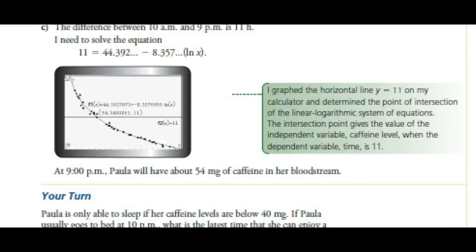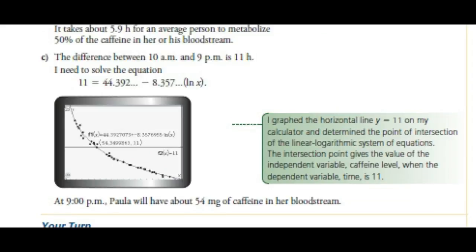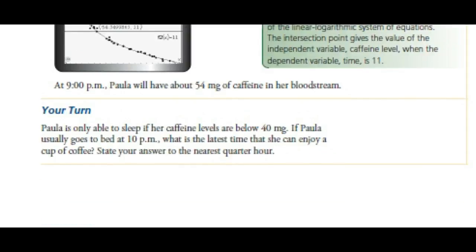So how much caffeine would be left? Between 10 a.m. and 9 p.m. is 11 hours. Solving the equation, how much caffeine is left after 11 hours? About 54 milligrams of caffeine. Then we would have to see: Paul's only able to sleep if her caffeine levels are below 40 milligrams. And again, everybody's going to be different.